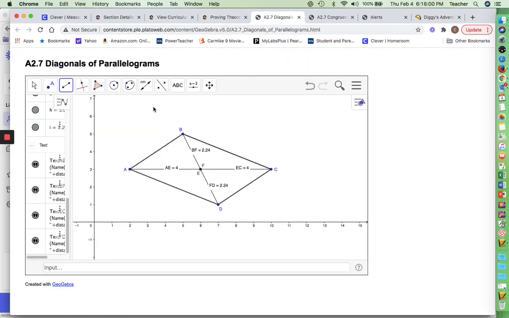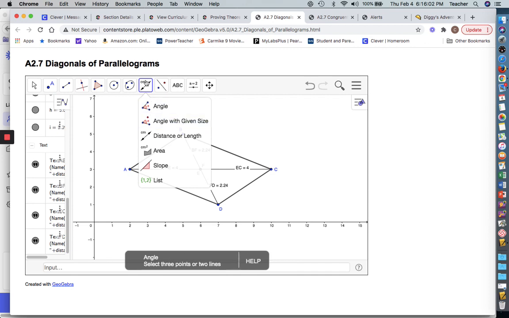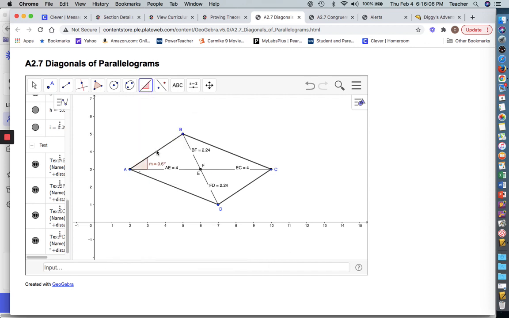In case you've forgotten where the slope is, it's underneath this angle icon. Select slope. So it looks like AB is, I think that's 0.67. BC is negative 0.4. Yeah, it is. CD is a positive 0.67. And I guess AD is going to be negative 0.4. So this is a parallelogram because your opposite sides are in fact parallel to each other.